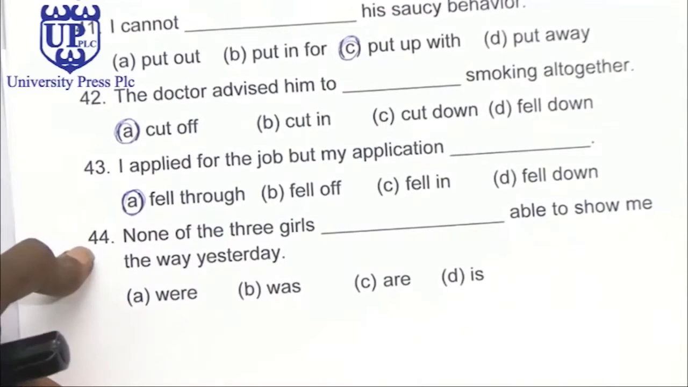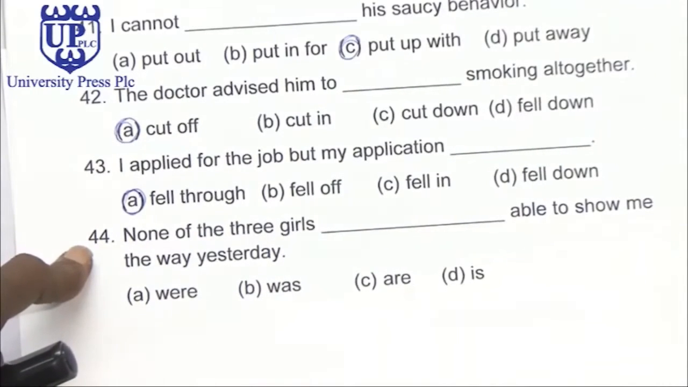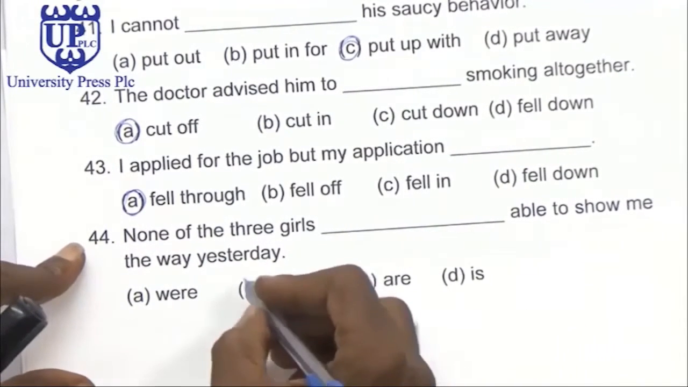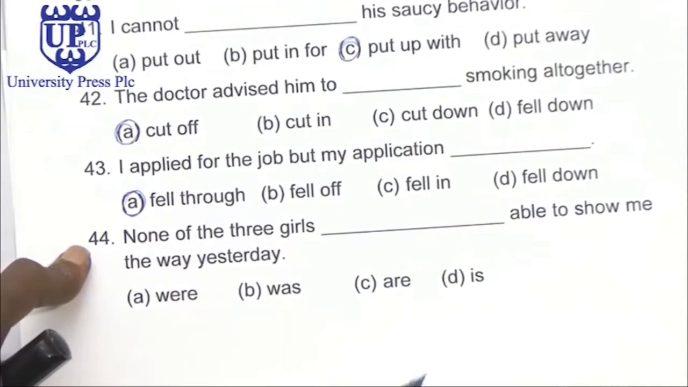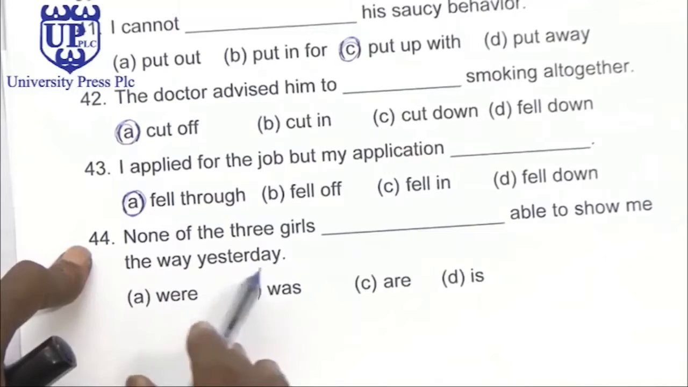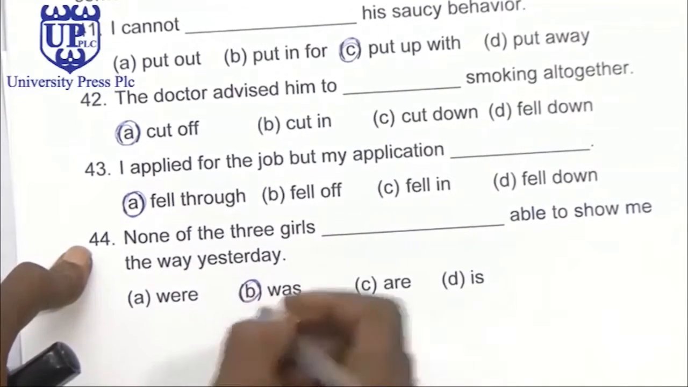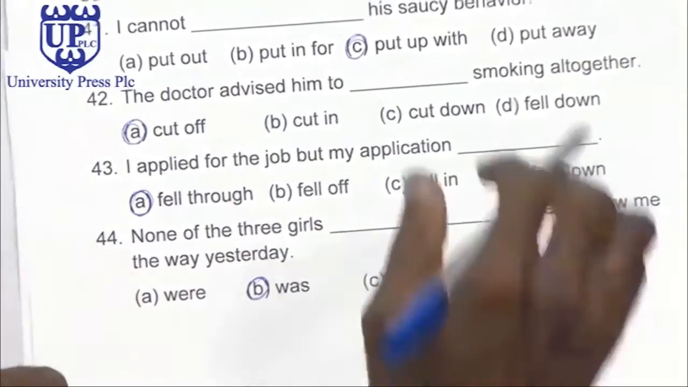Now, number 44. None of the three girls dash able to show me the way yesterday. None of the three girls. Will it be plural or singular? None means nothing. And again, you have to read the sentence to the very end, because you may think that it is. It's not is because of the word yesterday. Therefore, the answer will be was. None of the three girls was able to show me the way yesterday. So take note that you have to read the sentences to the very end.